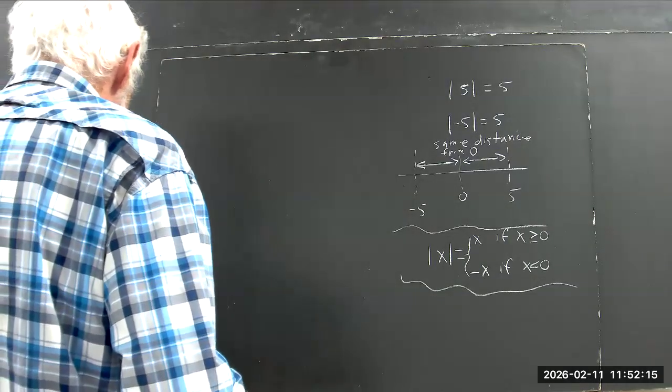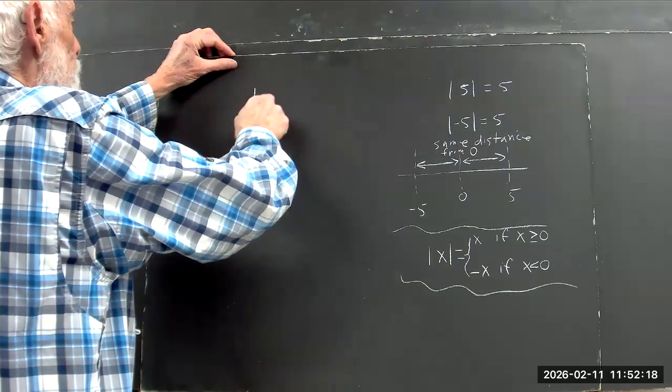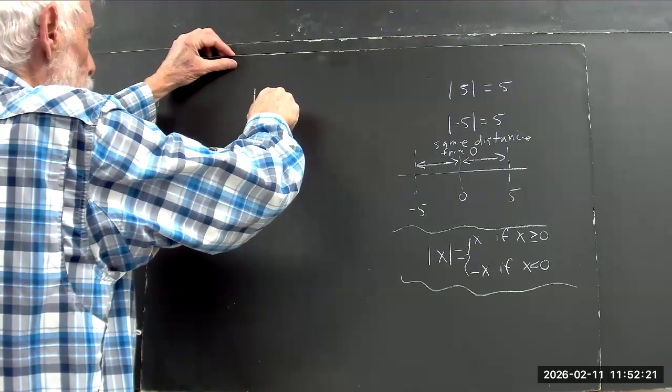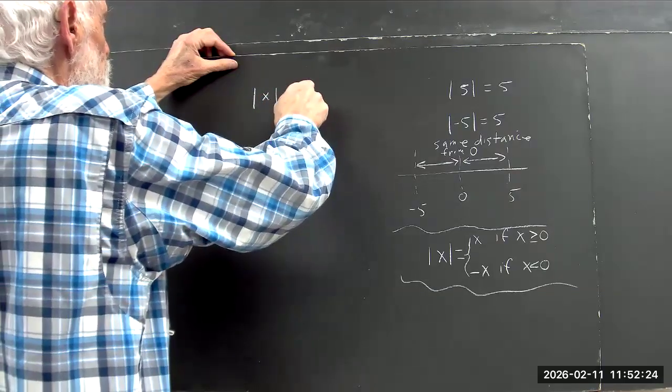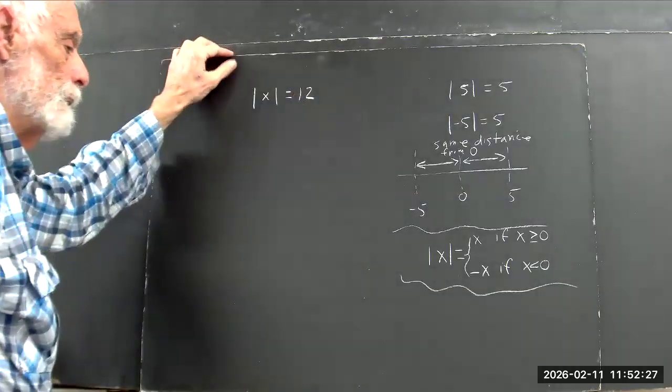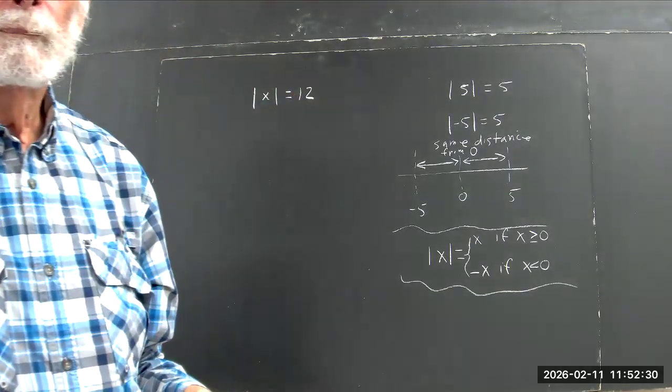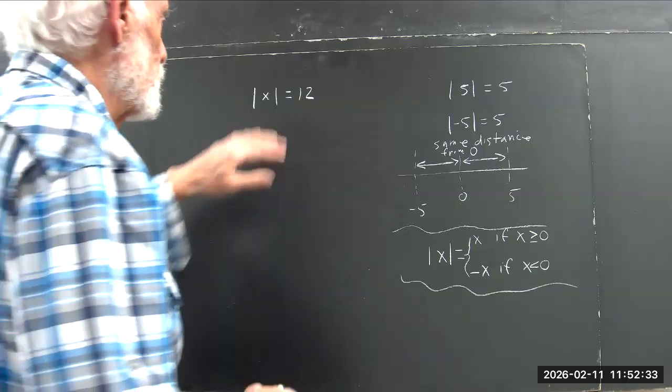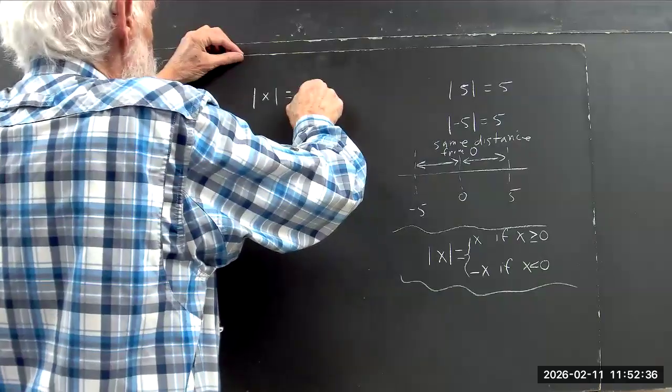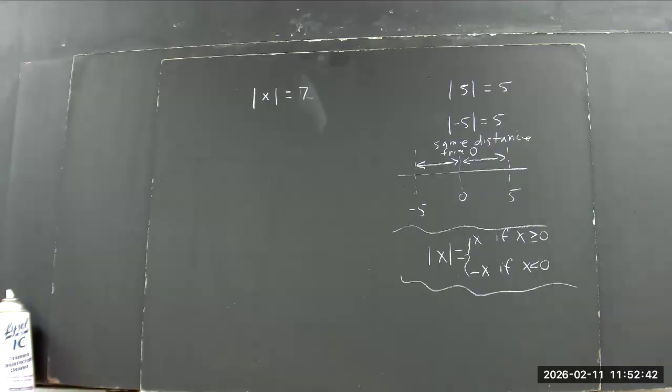Now, if I have the equation absolute value of x equals 12? Let me write a different number. Let me make it 7. Now you can show me with your fingers. Can you give me a value of x that makes that true? Okay. Yeah, 7. I'm not sure what you were doing with that hand, but a lot of dexterity there, but you got it. Okay.